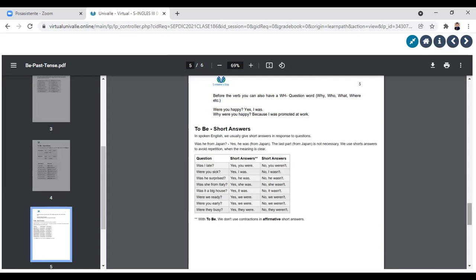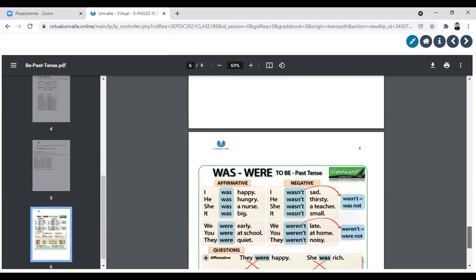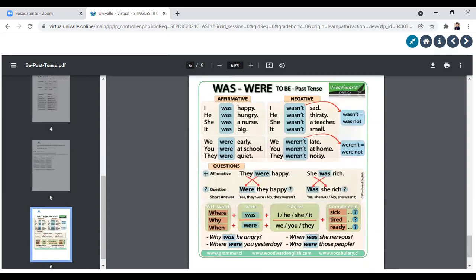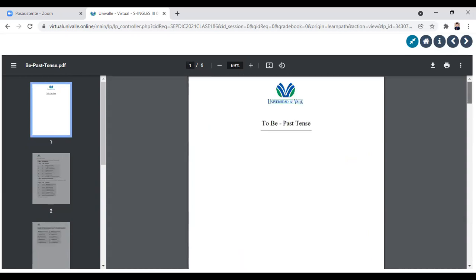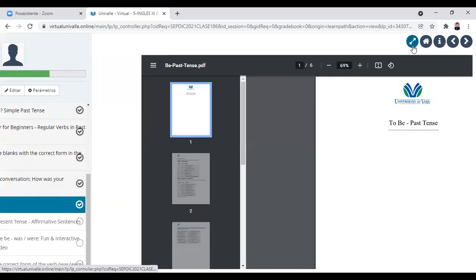answers. Okay, that is a very important point to highlight. And here we have another chart that shows the different forms to articulate sentences or statements. In this case, the affirmative form, the negative form, and the interrogative form. So this is very clear, very easy to handle, guys.